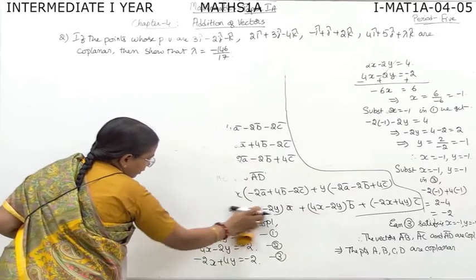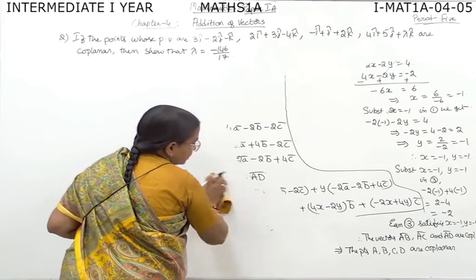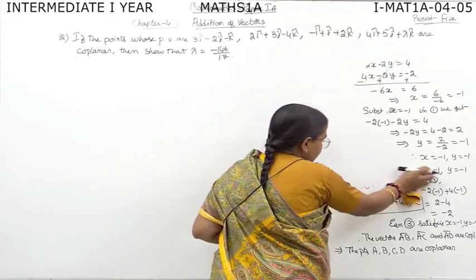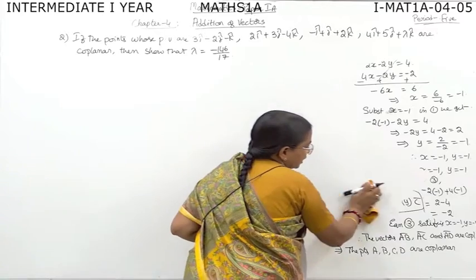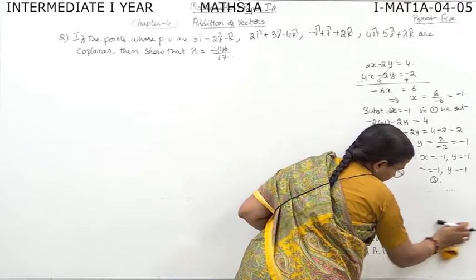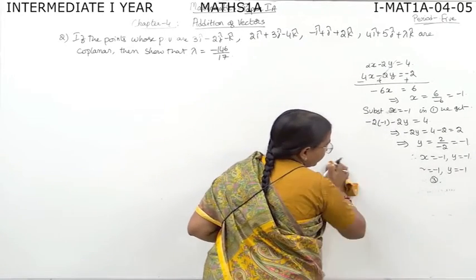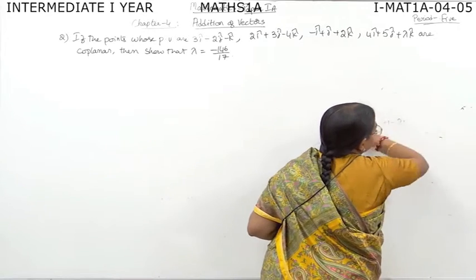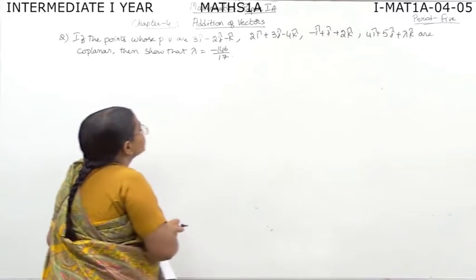You will convert them to 3 vectors, and again you will solve 2 equations in the same manner, and then substitute in the third equation which contains lambda, and then find out lambda. That is the procedure. So the method is almost the same. You will solve 2 equations, substitute in the third equation to find lambda.